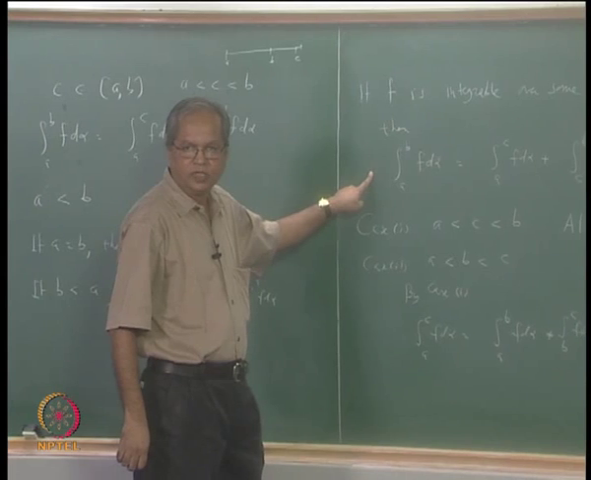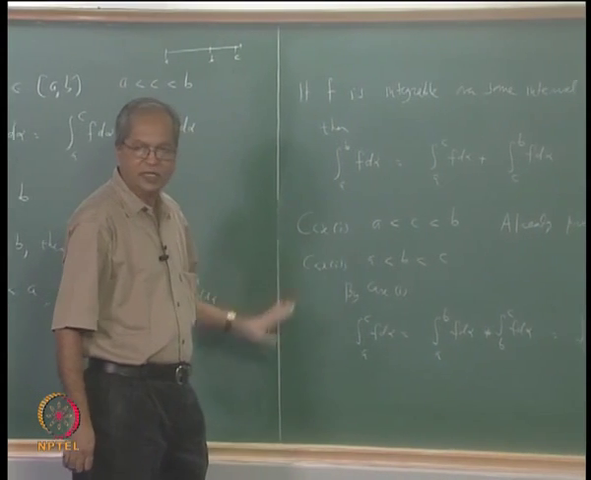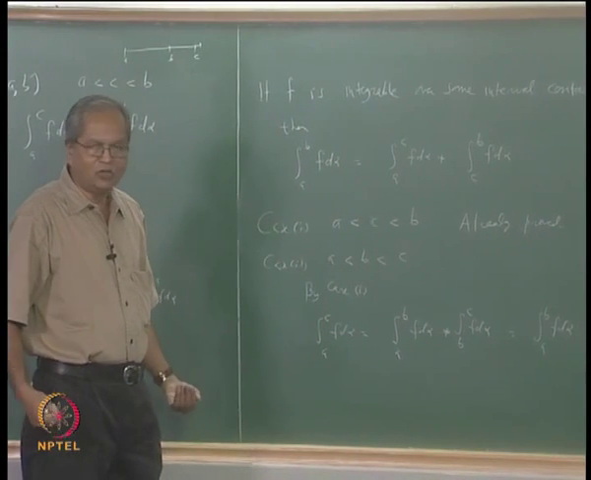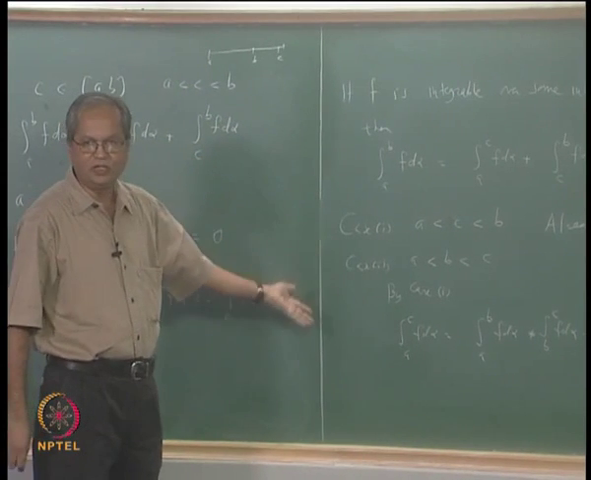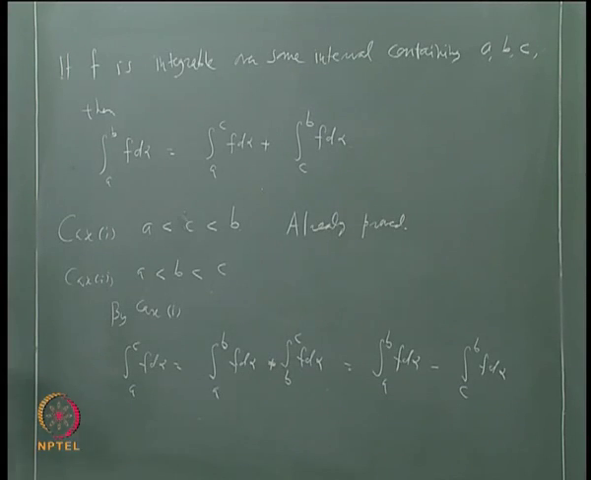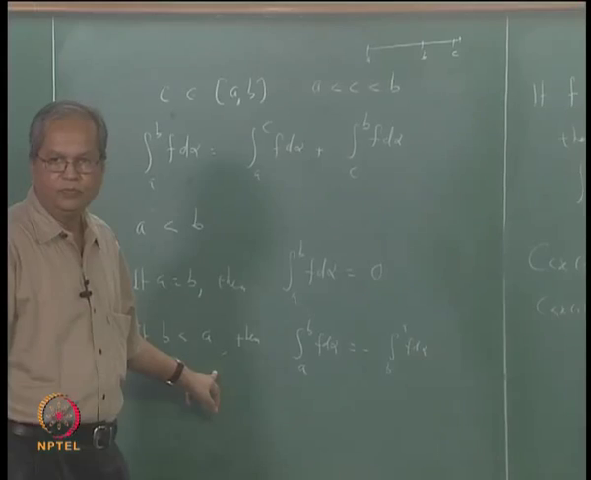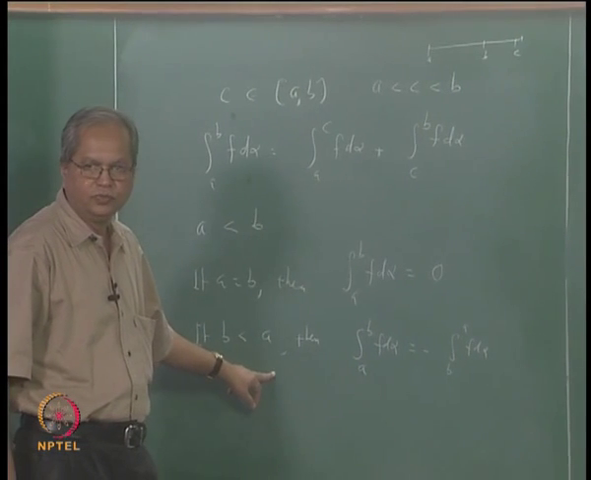Once you understand this idea, you can then deal with all other cases. Suppose C is less than A less than B, again you can similarly follow, and all the other relative positions of A, B and C you can take care of. Basically you use this case 1 and this property. That is why this convention is useful.